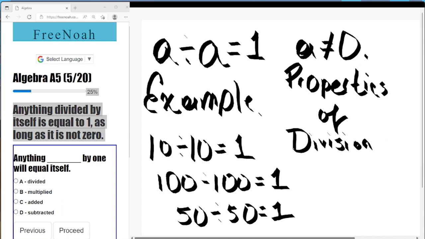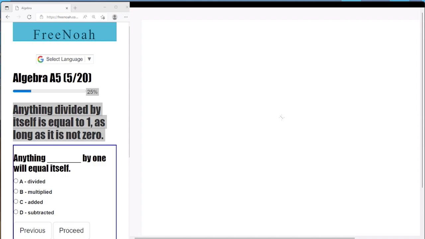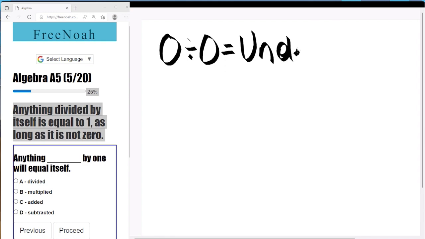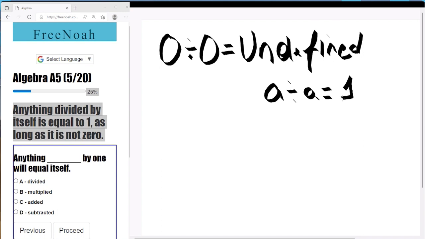Alright. Let's clear the board here. Let's give you a few more examples. 0 divided by 0. Well, that is not going to equal 1, right? Because it's going to contradict one of the other general properties of division. This is going to be classified as undefined because you can't divide anything by 0. It's going to be undefined.